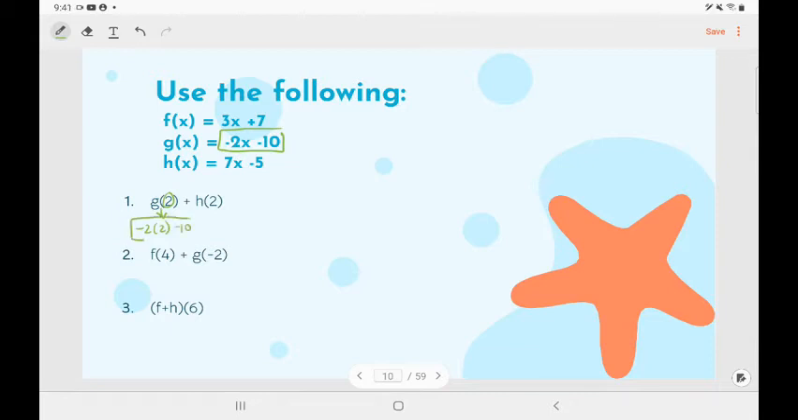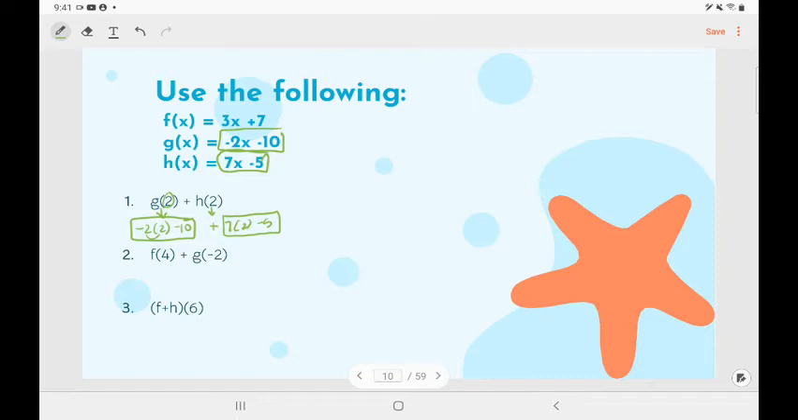And I'm going to simplify that big chunk, and then I'm going to add it together with h with an input of 2. So here's rule h with an input of 2. It looks like this: 7 times 2 minus 5. And I'm going to simplify that chunk and then add them together. So what do I mean by simplify that chunk? In my calculator or in my head, I simplify this thing.